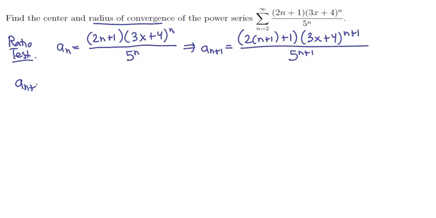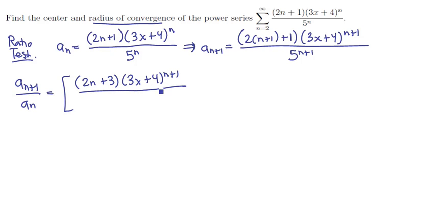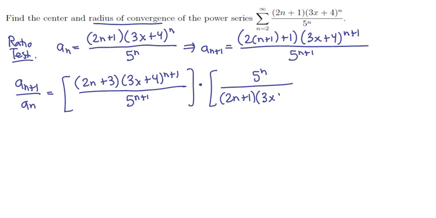Now we need to work out the ratio of consecutive terms. So we'll start off by taking the formula for a sub n plus 1 and distribute through. So we're going to have (2n plus 3) times (3x plus 4) to the n plus 1 divided by 5 to the n plus 1. And now we'll divide by a sub n, which just means multiply by its reciprocal. So we'll flip this fraction to have 5 to the nth over (2n plus 1) times (3x plus 4) to the nth power. And now let's look for cancellations.